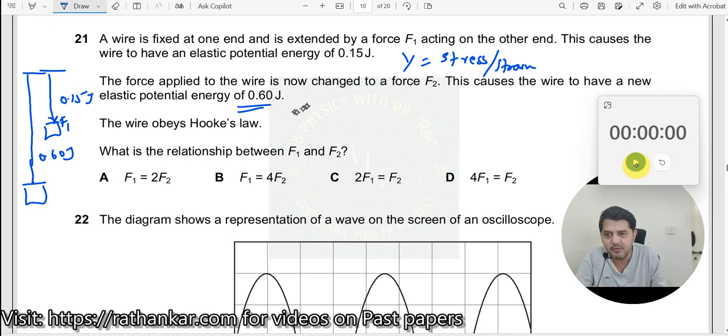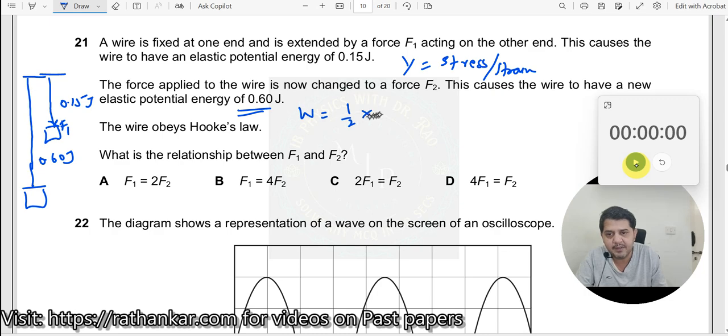Now what we need to do? We know that work done in extending a string is given by half into stress into strain into volume. Remember this formula, this volume, many people miss it. You will not miss it. So this should be half into stress into strain into volume.